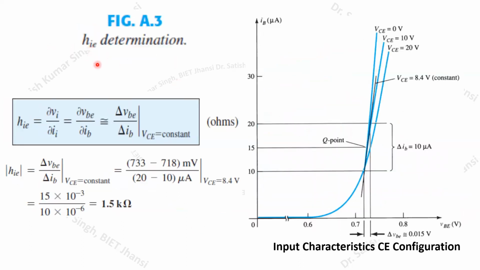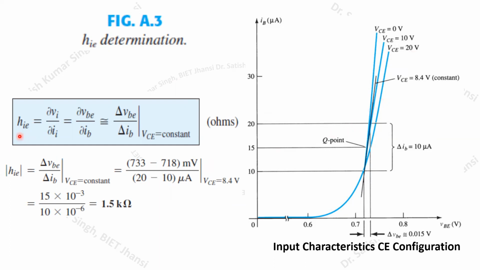Then similarly, you can calculate this HIE from the input characteristics. So this is our input characteristics. Here you can see that in the input characteristics, we have the base to emitter voltage drop on the x-axis, and the base current in the order of microamperes. This curve is calculated for different values of VCE: VCE equals 0 volt, 10 volt, 20 volt. Please go through my previous lectures, in which I have already obtained these characteristics.